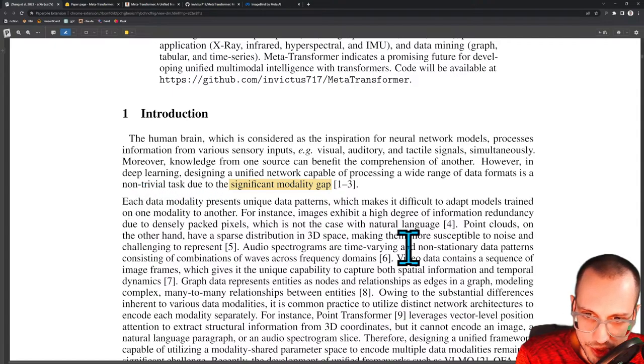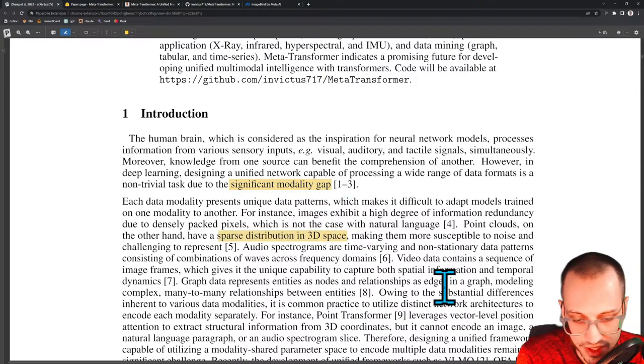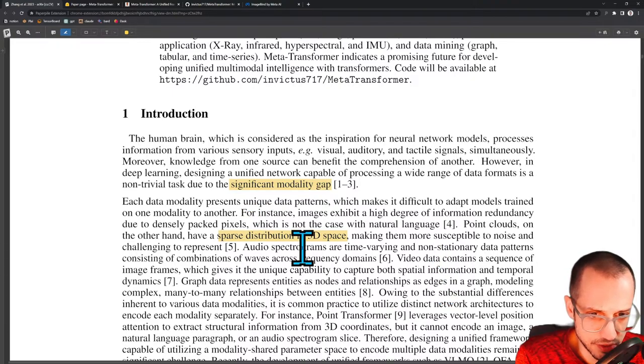Each data modality represents unique data patterns, making it difficult to adapt models trained on one modality to another. Images exhibit a high degree of information redundancy due to densely packed pixels, which is not the case in natural language. Point clouds have a sparse distribution in 3D space. Basically that just means that most point clouds are empty space. That's why there are all these fancy storage data types for point clouds, like octrees, making them more susceptible to noise.